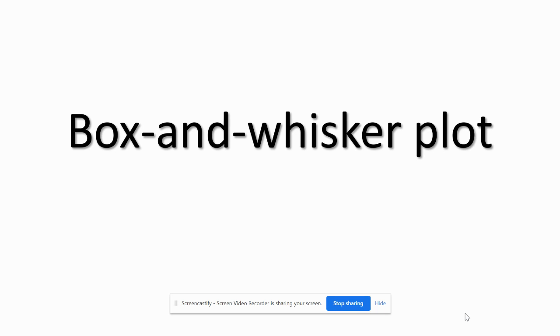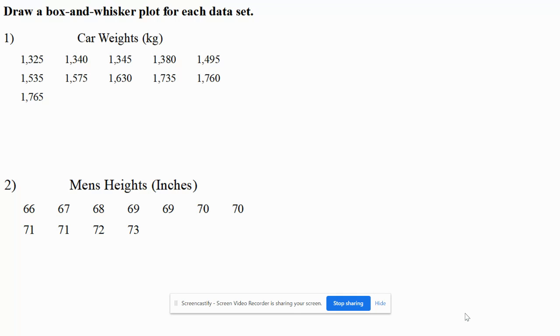Today we're going to be learning a method that's called box and whisker plot. Pretty simple, very similar to what we have been looking at in our class. So let's start with some data.